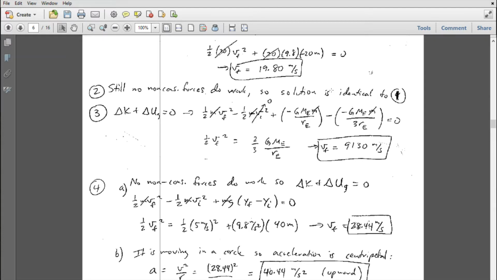And after we set them equal to 0, we can divide by m. 0 divided by m is still 0, and there was a common factor of m on this side. And we have to combine together these two things.